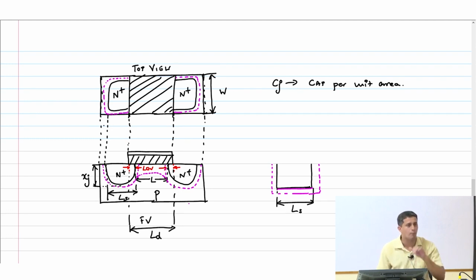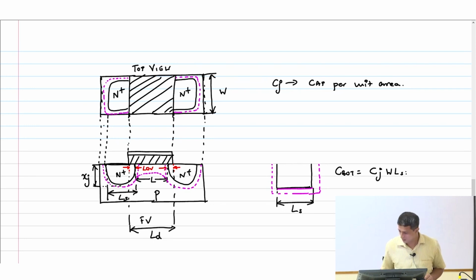Now will you have a top plate component? No, because the diffusion implant is happening like this, so the N plus diffusion happens till the top. There is no P region after that. The N plus cuts off abruptly here. Therefore, there is no top plate. You have only a bottom plate capacitance. So how much is the bottom wall capacitance? C bottom is Cj into W into Ls.